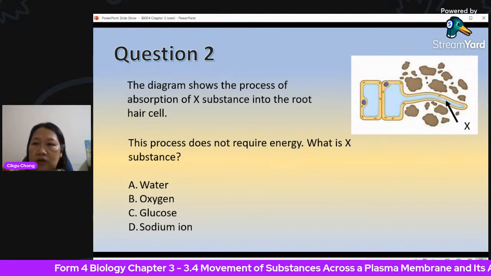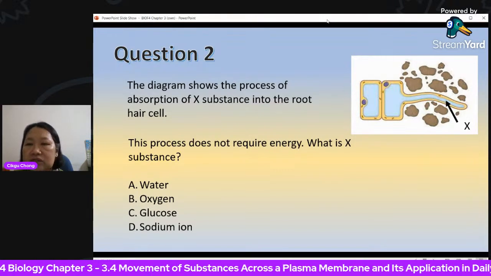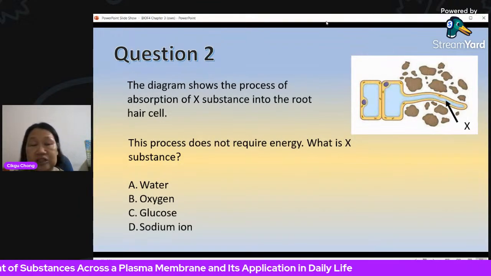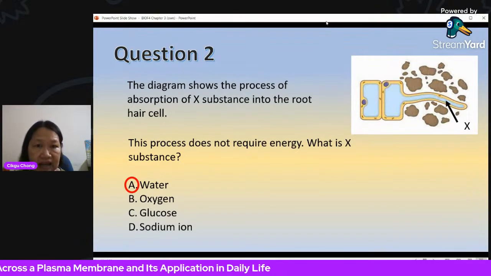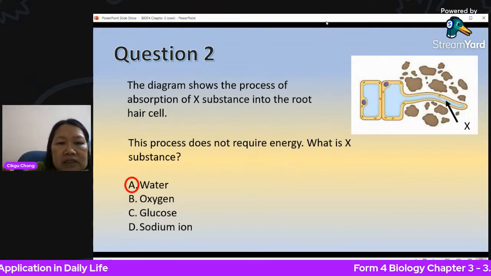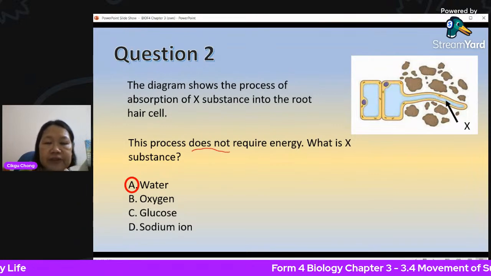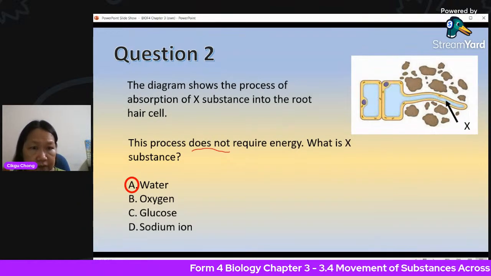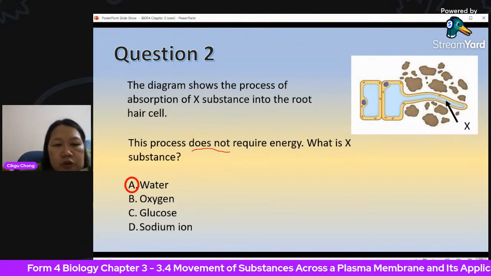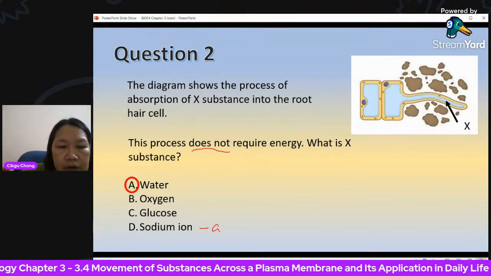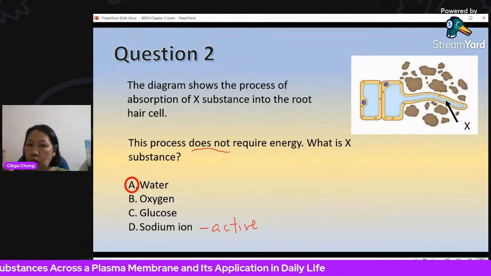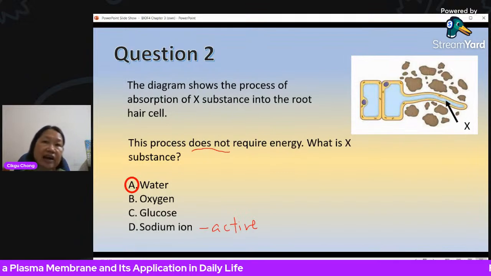So let me see. Okay, the answer is A. Let me just check your answers. Very good, A. Now what gives you the answer A? Number 1, does not require energy. It definitely cannot be active transport. It has to be passive transport. Active transport is only for sodium ion, so it cannot be D. If it requires energy, then the answer must be ion.